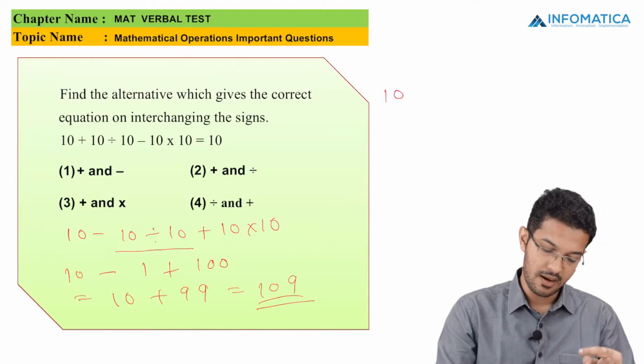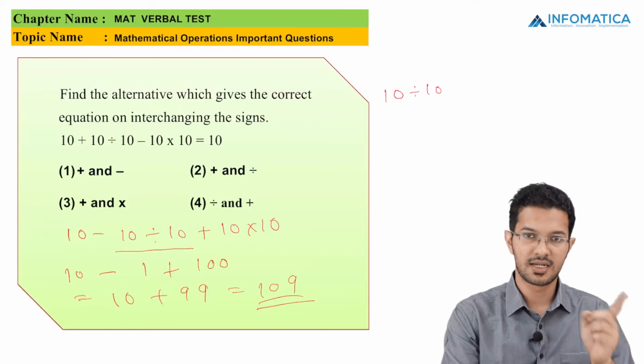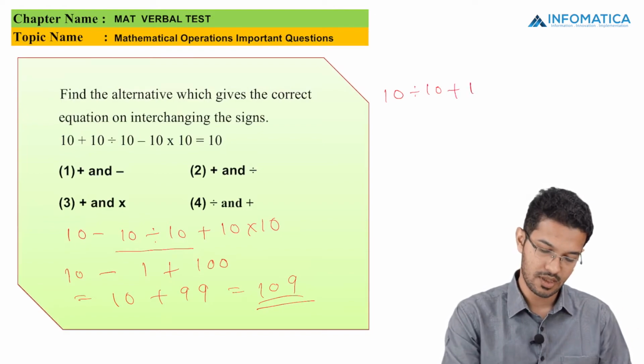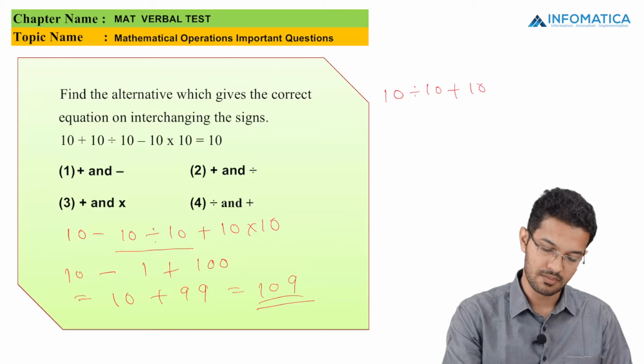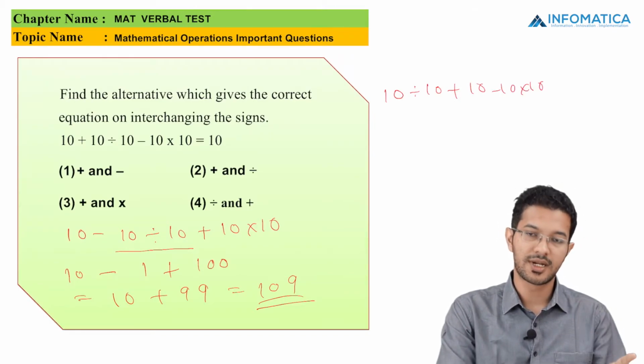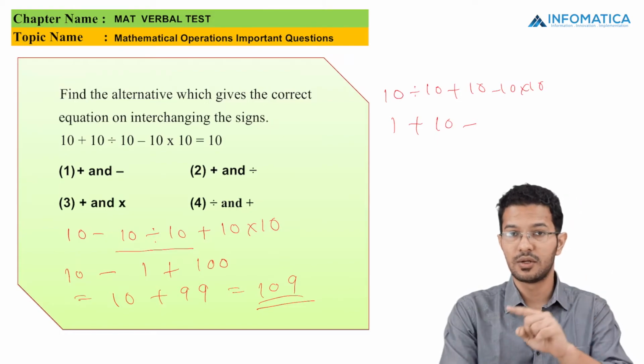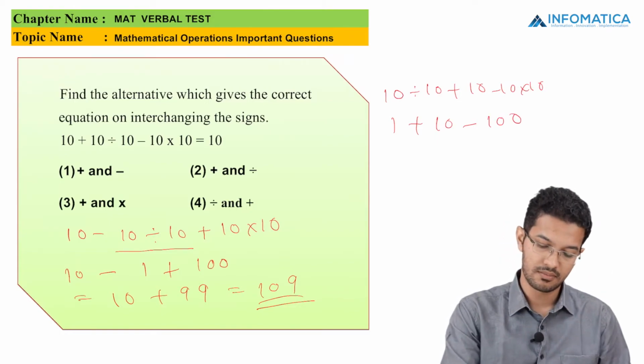10, in place of plus I write a division sign, and in place of division sign I write a plus sign, and the rest remains the same. So as usual we go for the division sign first. So 10 divided by 10 should give me 1, plus 10 minus 10 into 10 is 100.